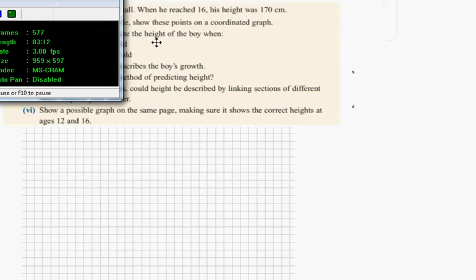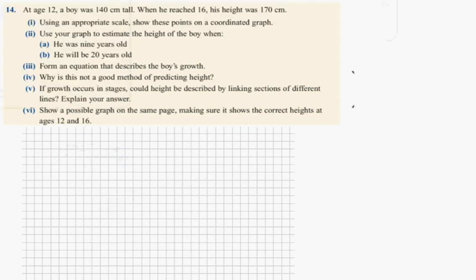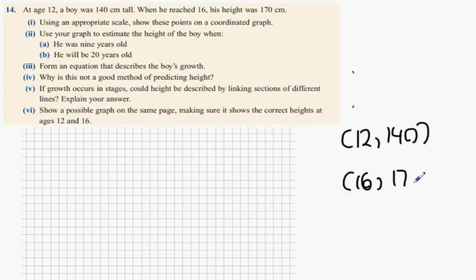We have a boy, when he's 12 years old, he was 140 centimeters tall. So 12 and 140 is a point. That means you're 12 years old, you're 140 centimeters tall. When he was 16, he was 170. Draw, using an appropriate scale, these points on a coordinated graph. And it only wants us to go in between 12 and 16. Do you see that? Only wants us to go between 12 and 16.